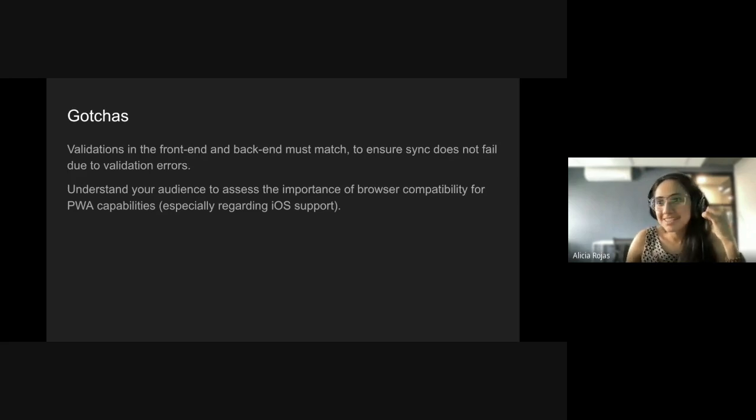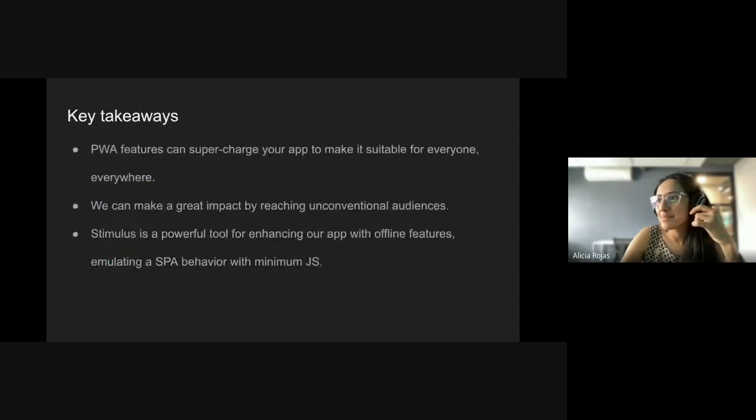So that was it. I hope this was a meaningful presentation. PWA features can supercharge your application. You can make it suitable for anyone, everywhere. You can start making an impact by reaching unconventional audiences, such as people in rural areas. And finally, Stimulus is a super powerful tool for enhancing our application with offline features. You can pretty much emulate a single page application behavior with minimum JS.